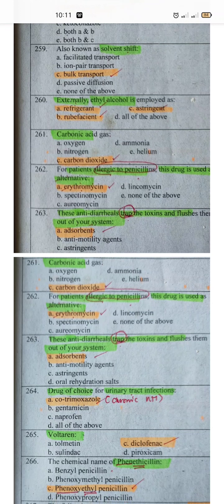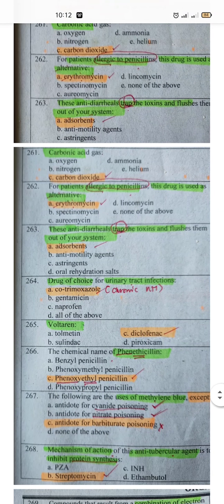263, these antidiarrheals trap the toxins and flushes them out of your system. Letter A, adsorbents. So adsorbents are chemically inert powders that have the ability to adsorb gases, toxins, and bacteria. So adsorbents are used as antidiarrheals.